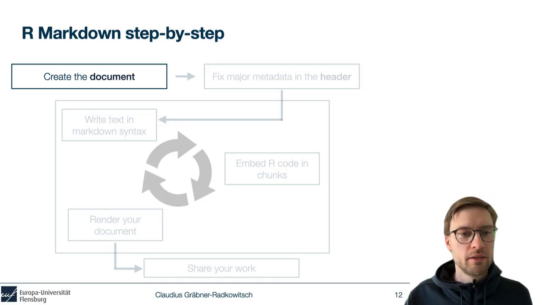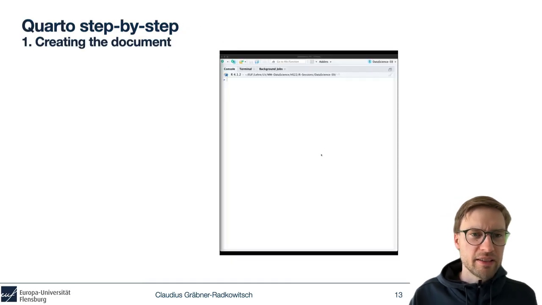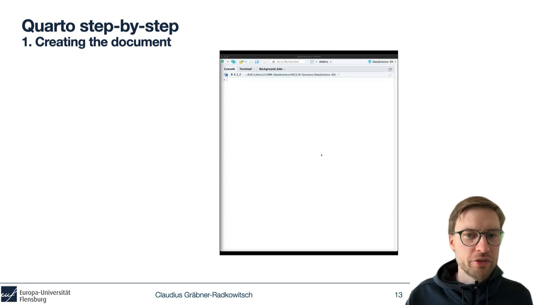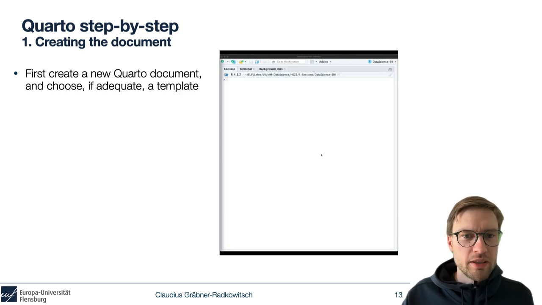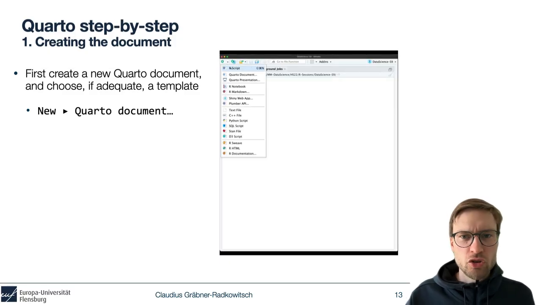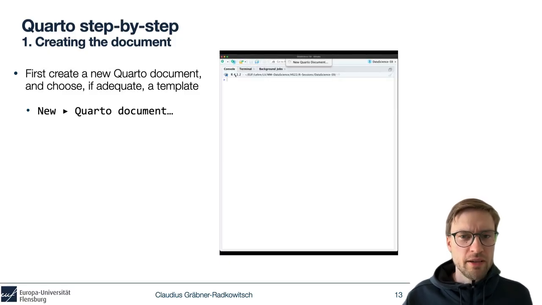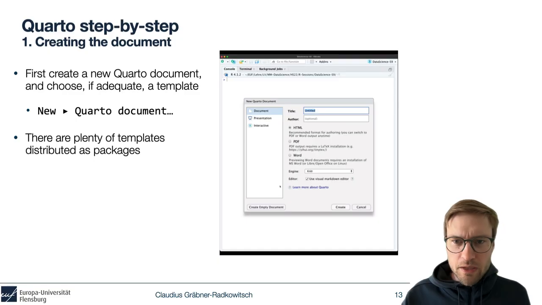First thing is to create the document. That's actually super trivial. So here's RStudio. What you're going to do is to create a new Quarto document. You can also use a template, because there are a ton of templates there. In any case, you go on the new button in RStudio, and then you choose Quarto document over there. Then you're coming to this here.